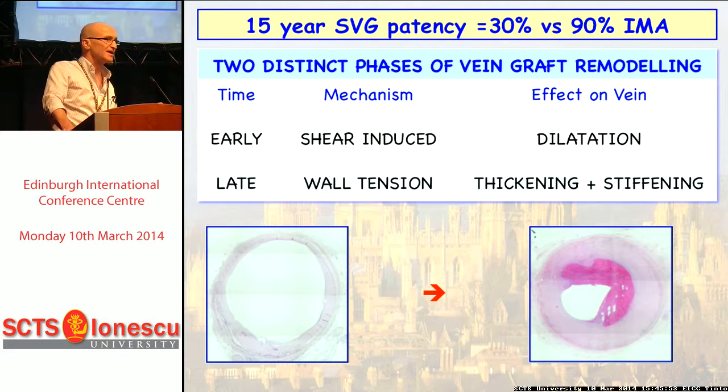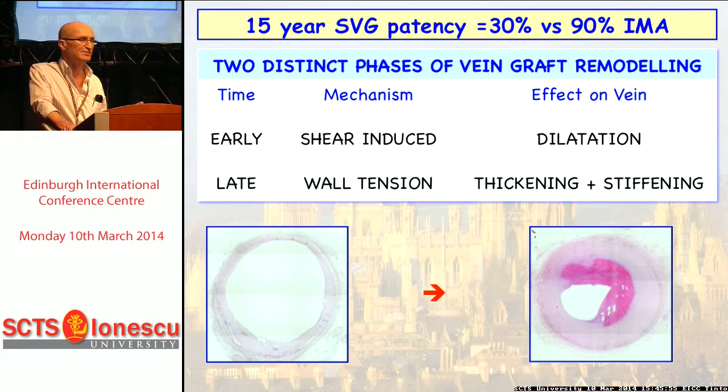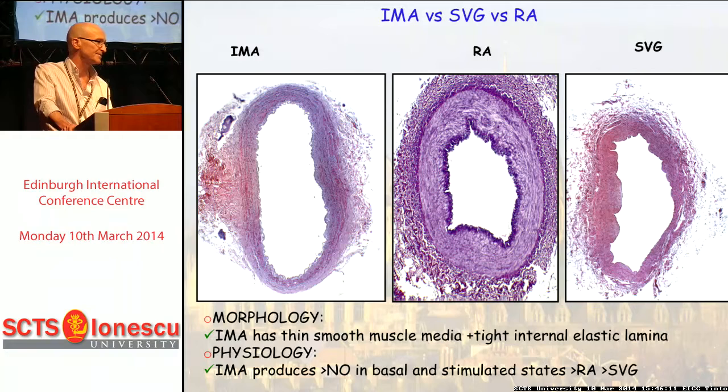This is because vein grafts undergo 2 phases of remodeling. There's an early phase, which is shear-induced, which leads to dilatation of the vein. And then there's a later phase induced by increased wall tension, which leads to thickening and stiffening of the vein graft, a process we know as intimal hyperplasia.